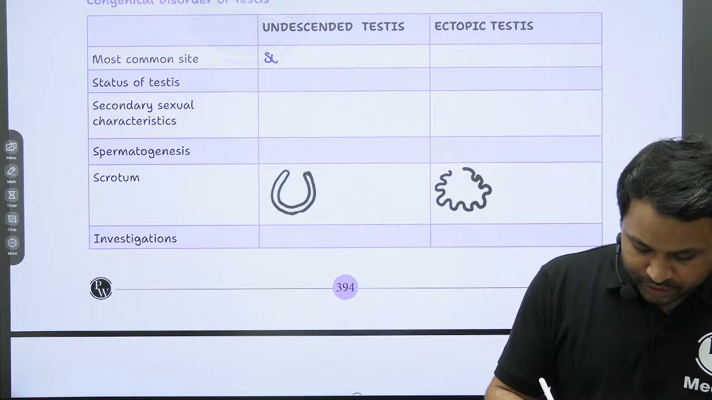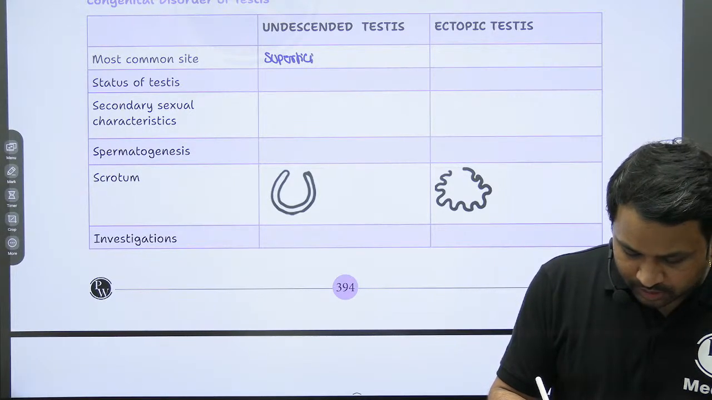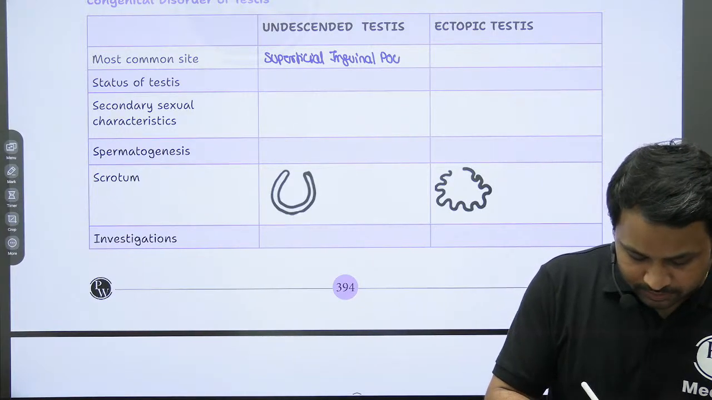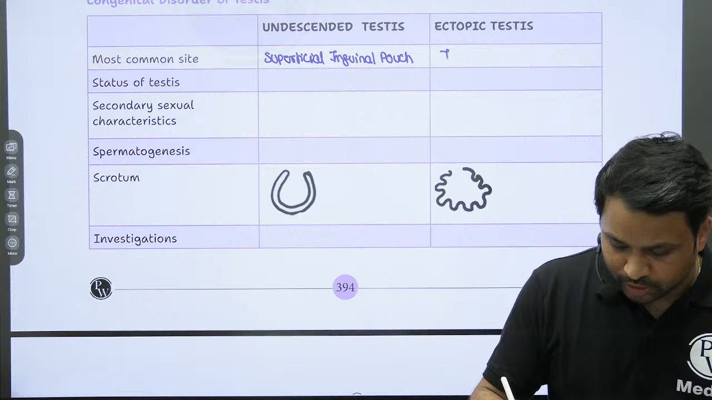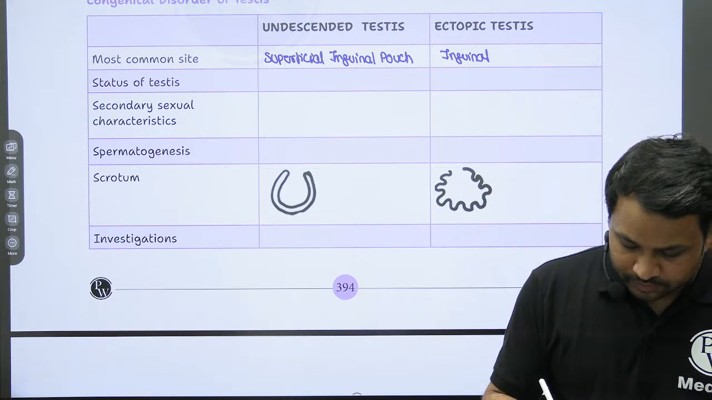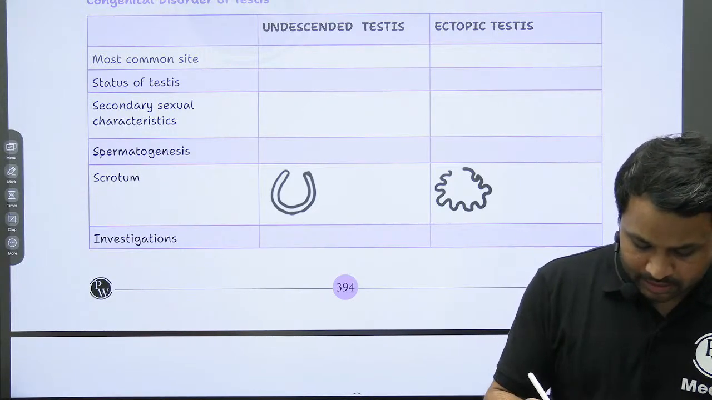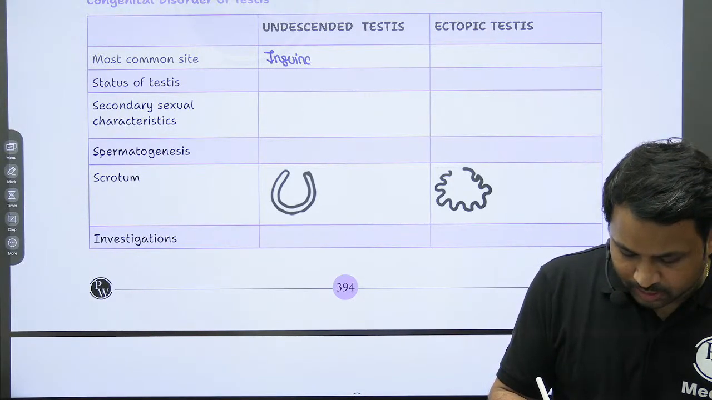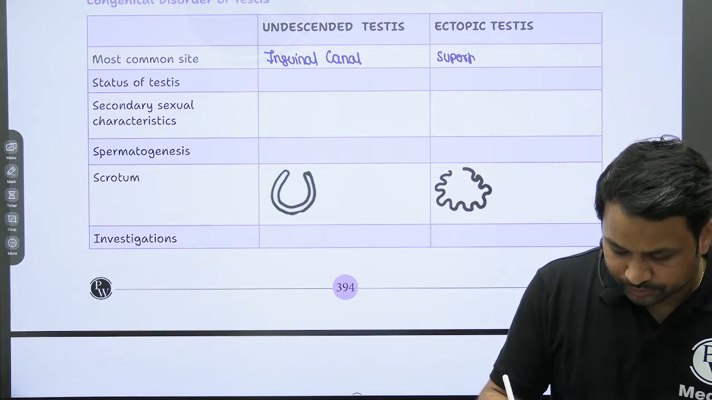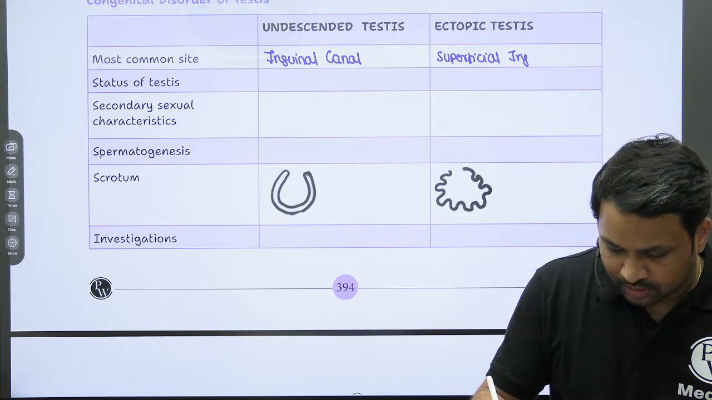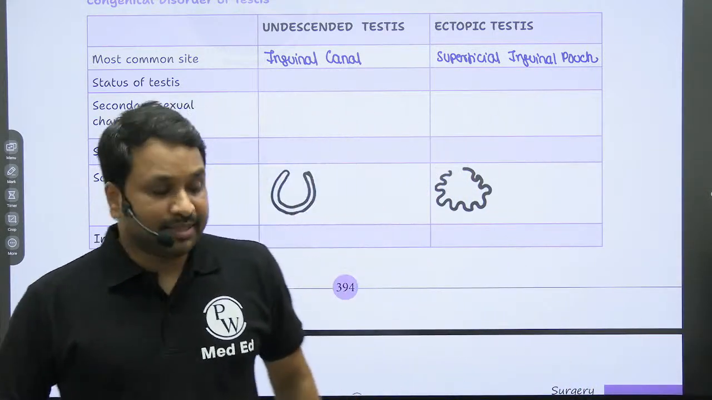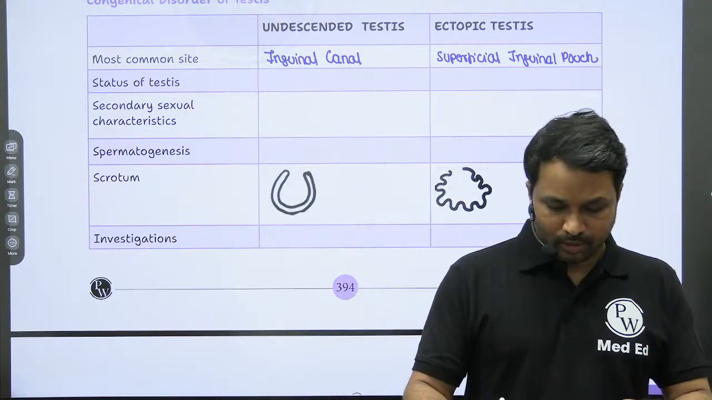It is going to be the superficial inguinal pouch. For ectopic testes, the most common site is the inguinal canal. Sorry, I'm saying it the wrong way round. For undescended testes, the most common site is the inguinal canal. For ectopic testes, it is the superficial inguinal pouch.